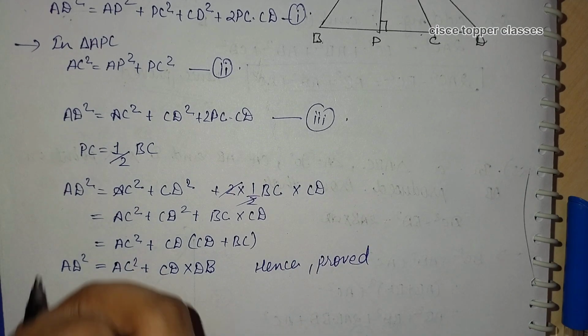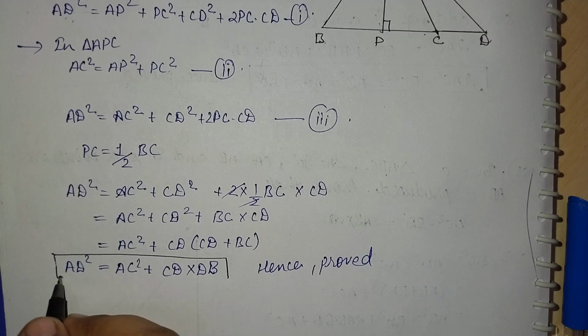So this is what we have to prove: AD square is equal to AC square plus BD into CD.